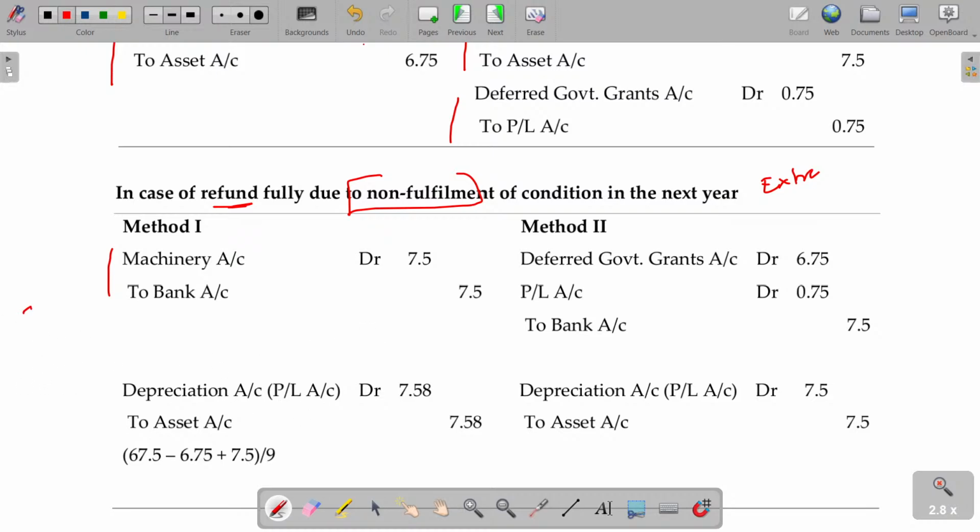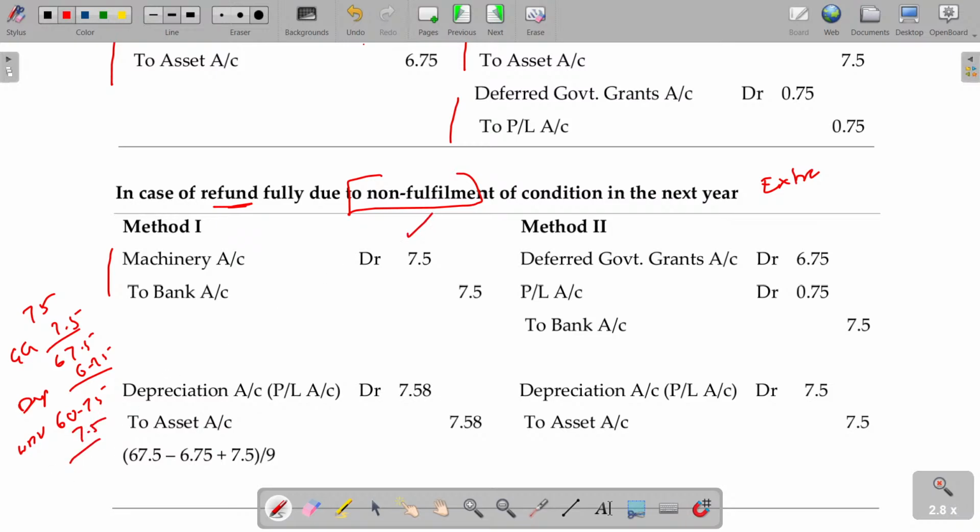So one year later, 75, government grants you received 7.5, 67.5 is the book value. You claim the depreciation in the very first year, 6.75, isn't it? What is the closing value now? 60.75. I think this is the correct value. This is the WD value for the first year end. Now, if you are supposed to refund this, you have to add that 7.5 with this.